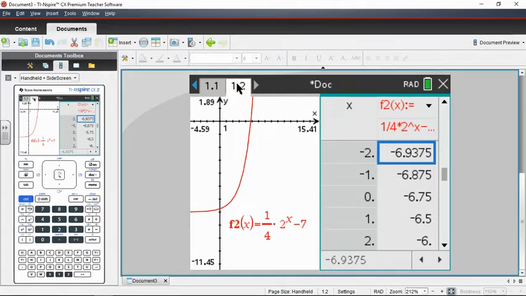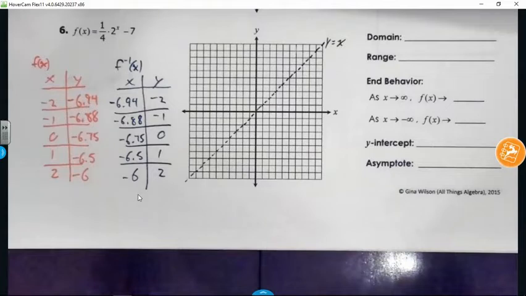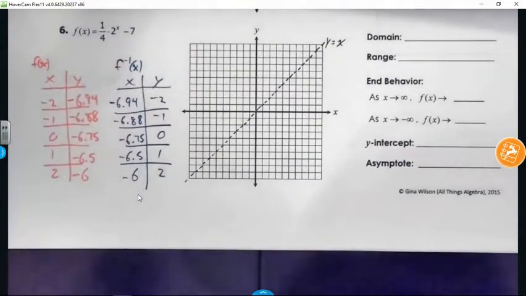So if we take x and y and we flip their locations, we would have -6.94, -2, -6.88, -1, -6.75, 0, -6.5, 1, and -6, 2. So that's what these coordinate points will look like. Let's graph the first one.